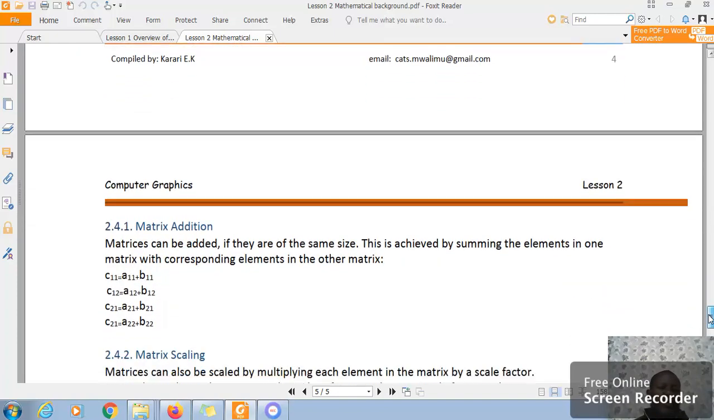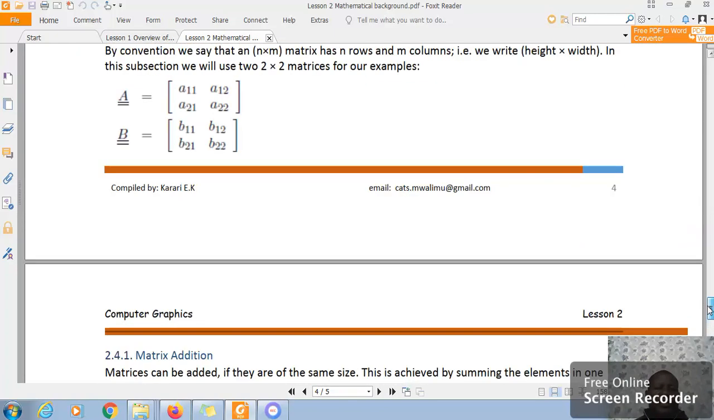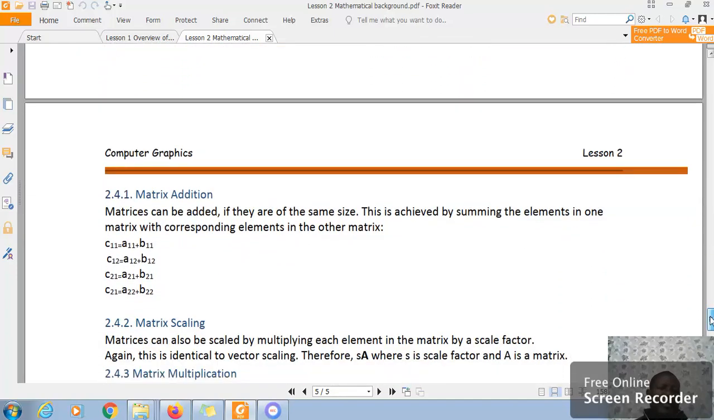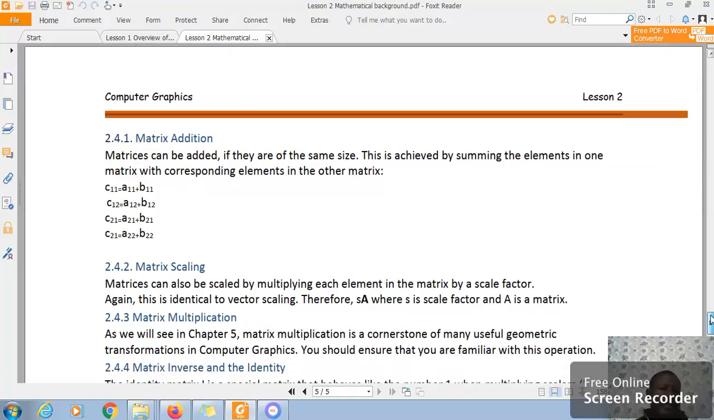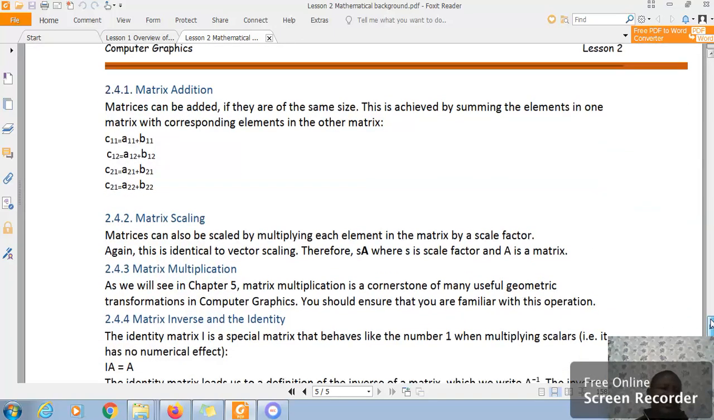Then we have, for instance, matrix addition. Look at these elements: A11, A12, A21, A22, B11, B12, B21. You start with the row, then you go to the column. Matrix addition: matrices can be added if they are of the same size. This is achieved by summing the elements in one matrix with corresponding elements in the other matrix. So, for instance, C11 equals A11 plus B11. We add them, adding corresponding values in the matrices.